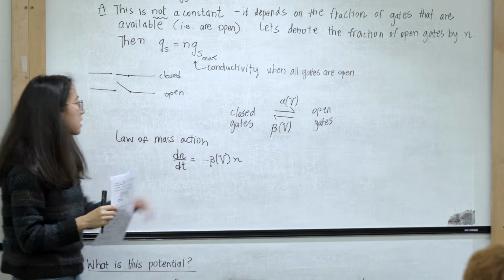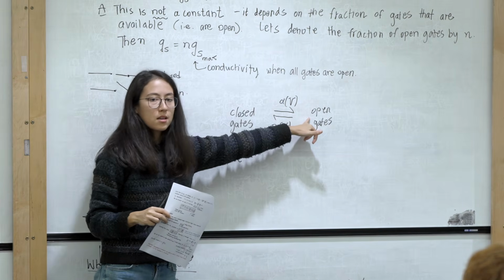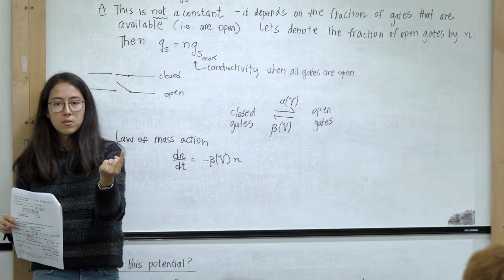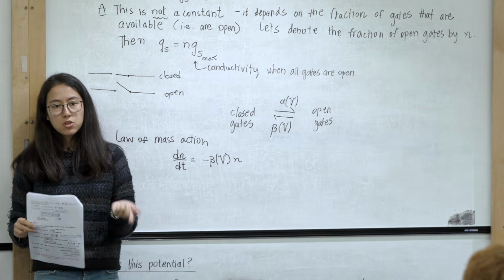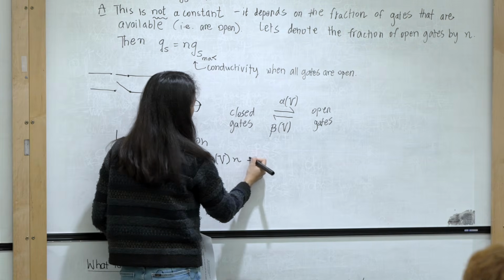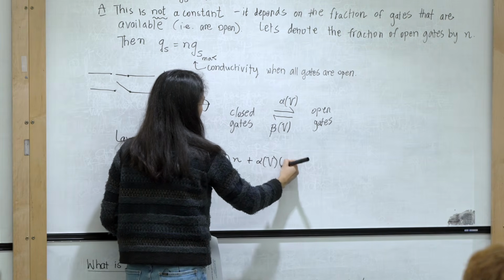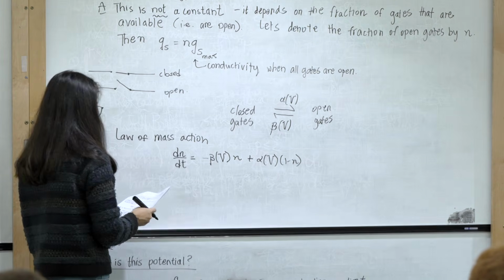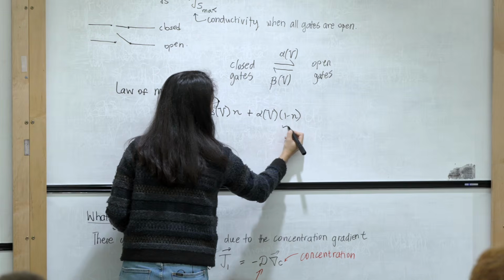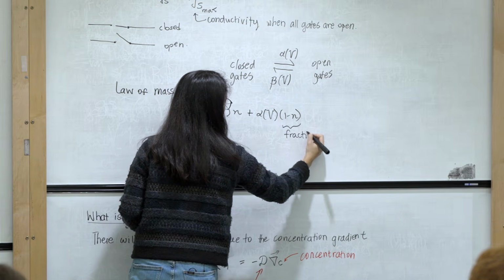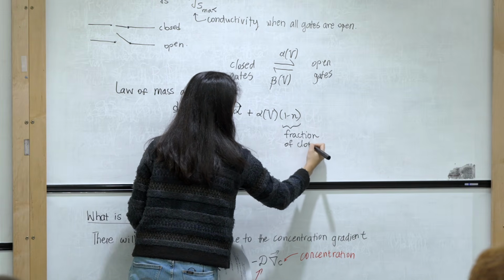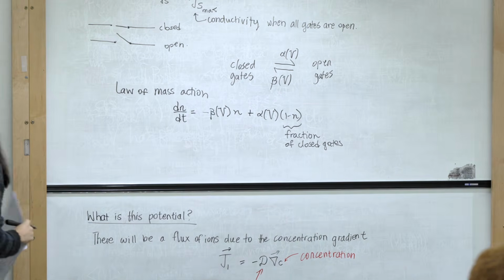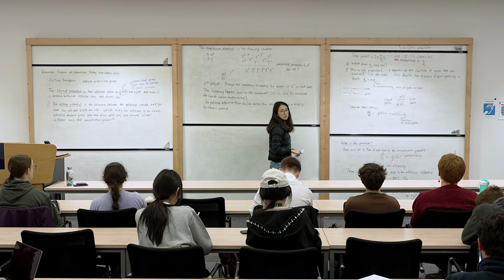And what am I going to have here? I'm gaining open gates. How can I denote the closed gates? If the total is normalized to 1, then 1 minus n is going to be the fraction of closed gates. So I'm going to have here plus alpha times 1 minus n. Is that clear? If you want to remember, this is basically the fraction of closed gates. Any questions? OK.